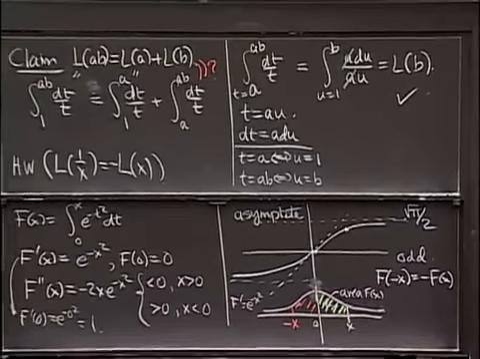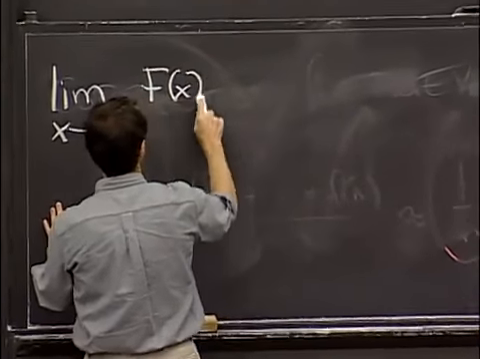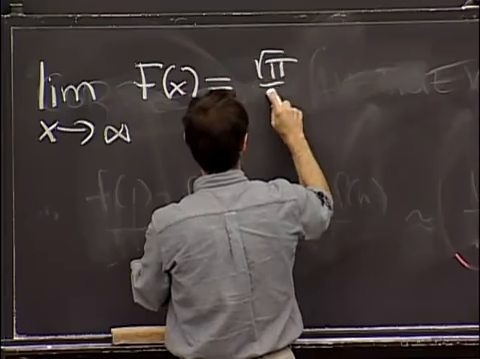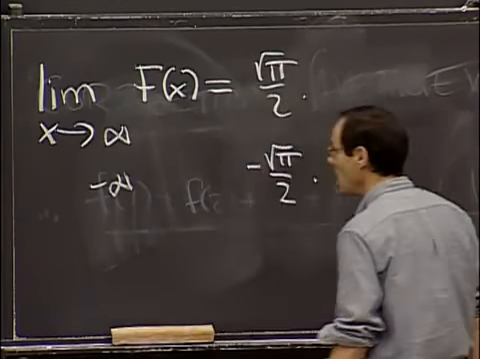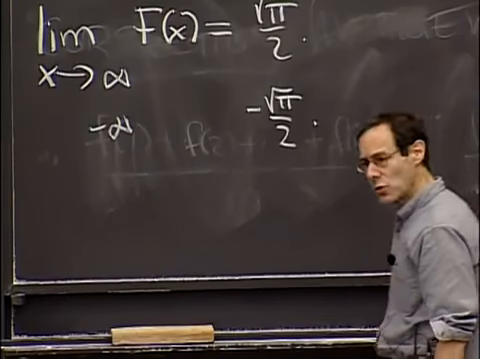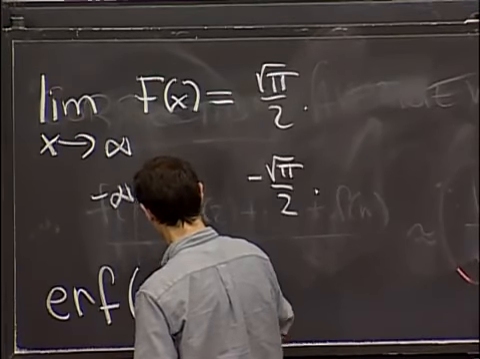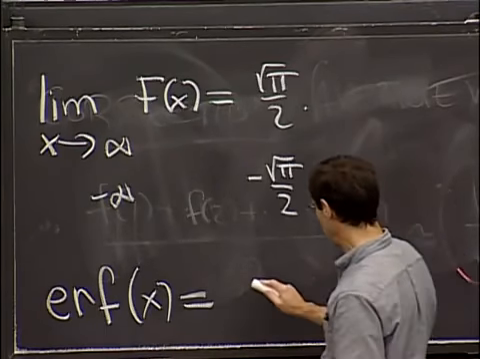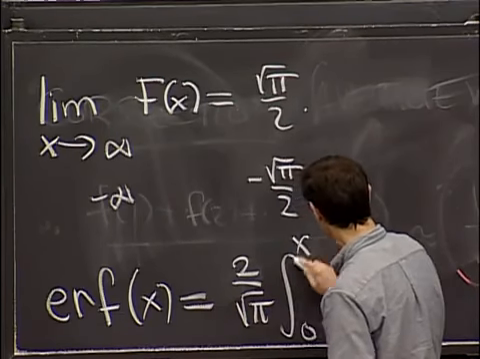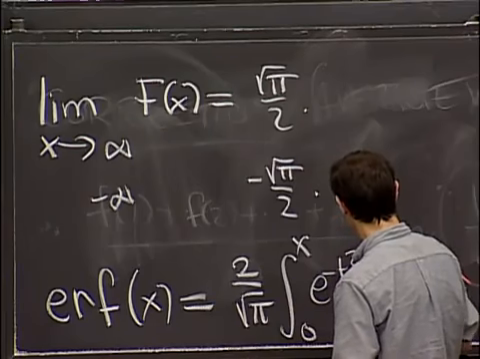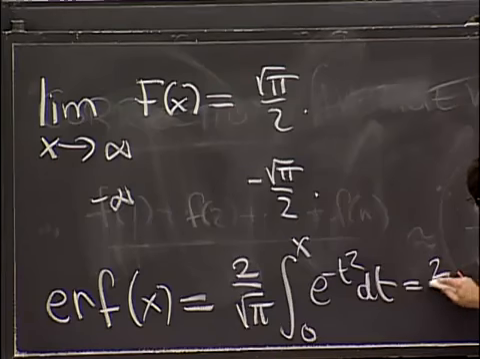And so what I just claimed here is that the limit as x approaches infinity of f of x is equal to the square root of pi over 2. And similarly, if you do it to minus infinity, you'll get minus square root of pi over 2. And for this reason, people introduce a new function because they like the number 1. And this function is ERF, short for error function. And it's 2 over the square root of pi times the integral from 0 to x of e to the minus t squared dt. In other words, it's just our previous function multiplied by 2 over the square root of pi.